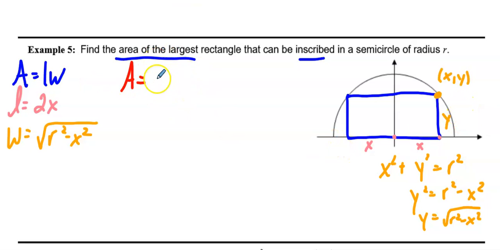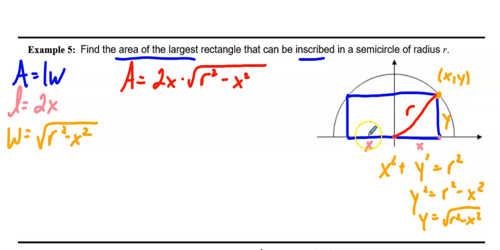So now I've got my area is going to be equal to 2x times the square root of r squared minus x squared. Now some people may be thinking, wait a minute, you said that you could only get your equation in terms of one variable. Well, yes, ladies and gentlemen, this is an equation with one variable because the radius of this circle is a constant. So this is actually a number. So this is actually okay.